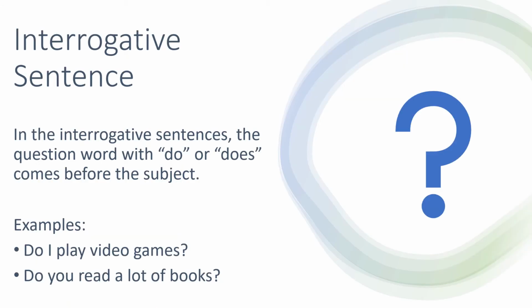Interrogative sentence. In the interrogative sentences, the question word with do or does comes before the subject. For example, do I play video games? Do you read a lot of books?